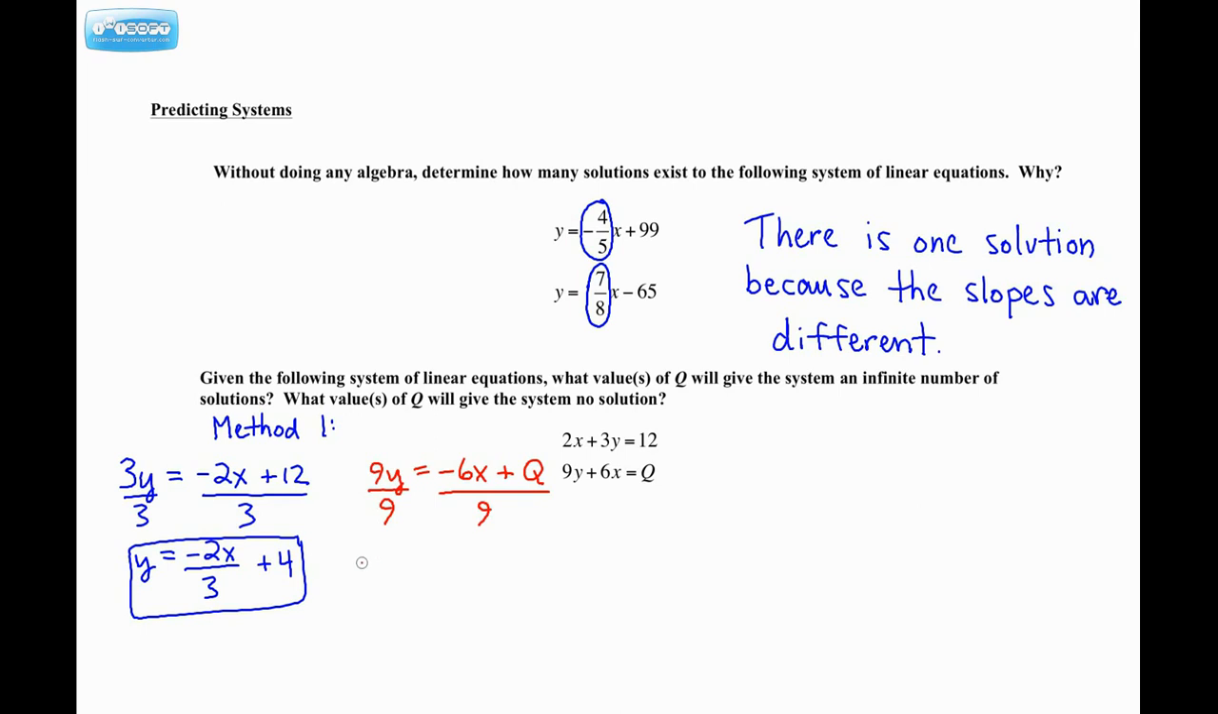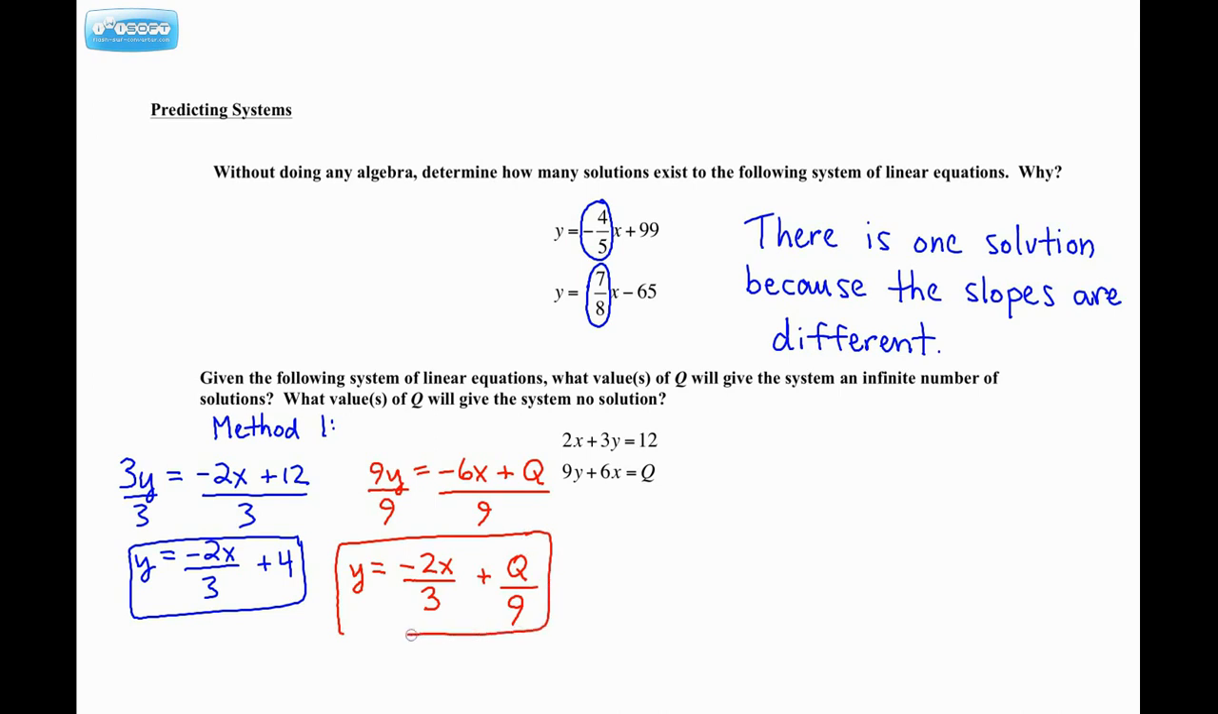So those 9's cancel, and I get y equals negative 6 over 9, that reduces, and you get negative 2/3 x, okay, plus q over 9. Well, I don't know what q is, so the best I can do is just leave it as q over 9. So there's our second equation.